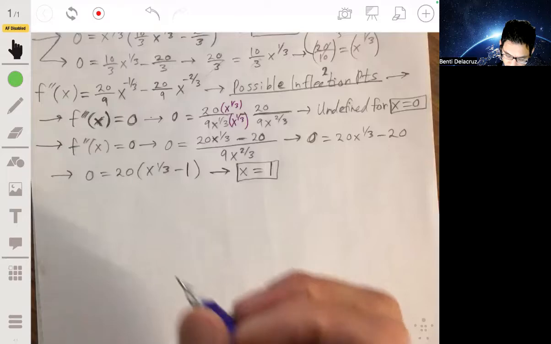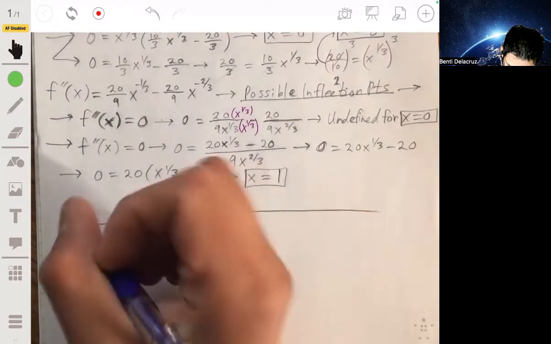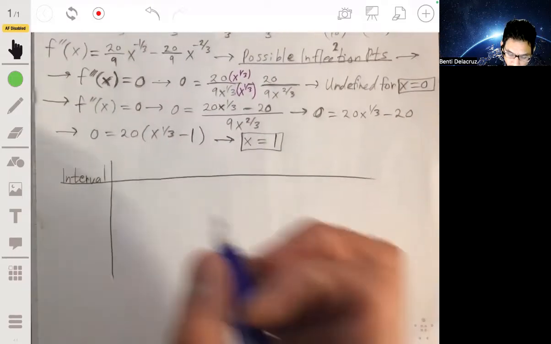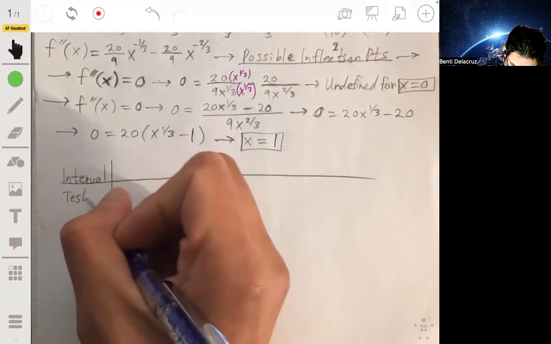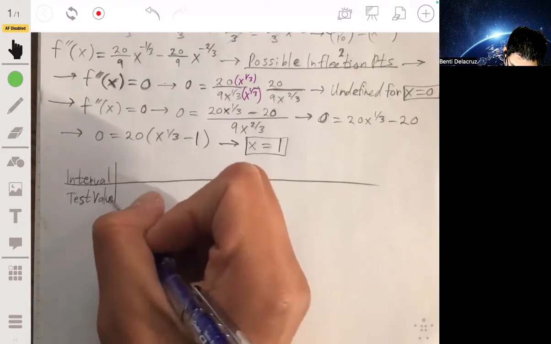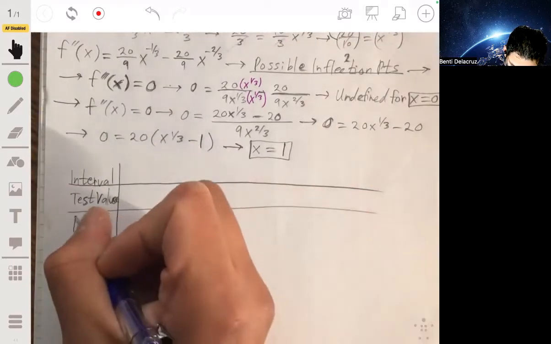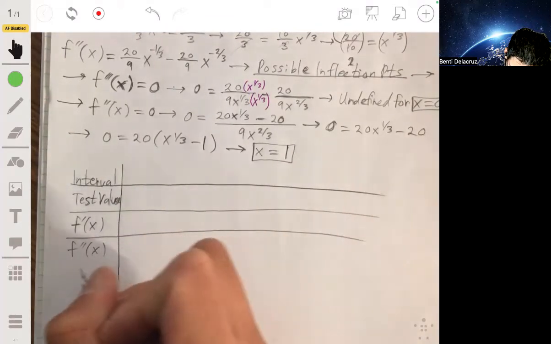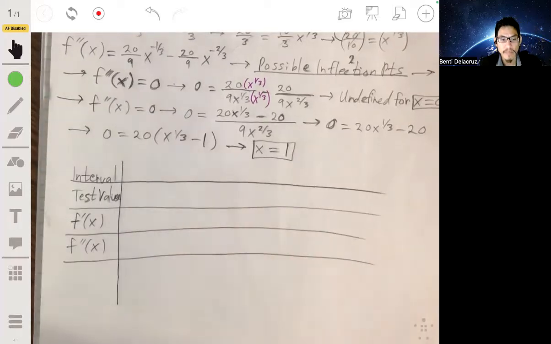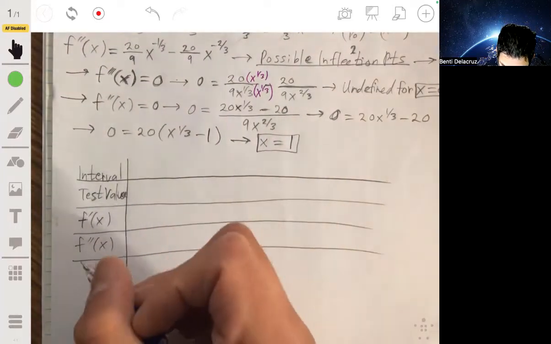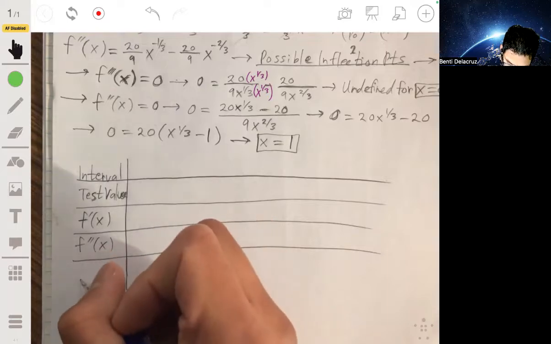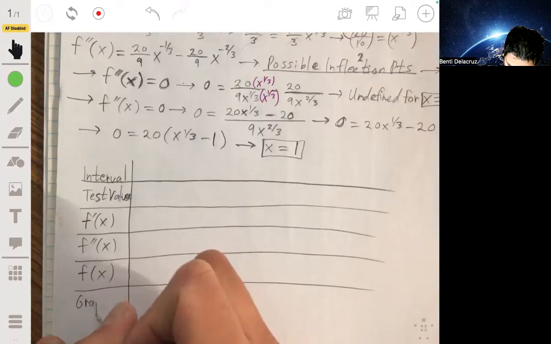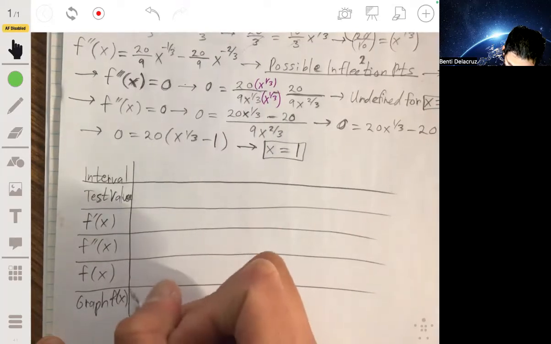So let's set up a table. I like to use the horizontal table where the top row is my interval, followed by the test value, and f prime of x, and f double prime of x. And then let's actually do f of x too. Add that, and then we'll do the graph of f of x. The picture.